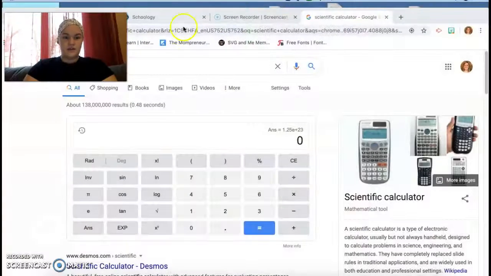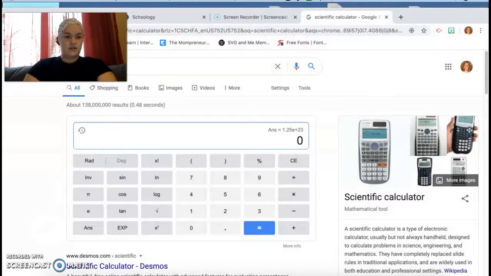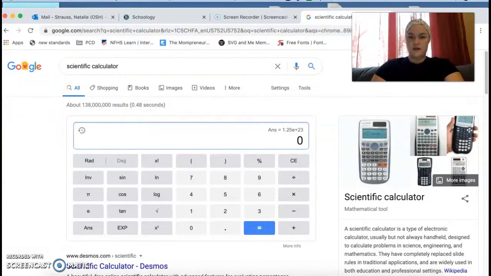So I'm going to show you this. I already did it, but I'm going to show you here. Let's move that. You can see I typed just scientific calculator into Google, and this is what pops up. Okay, so the EE button that we're going to need to do our scientific exponents is actually this EXP button.